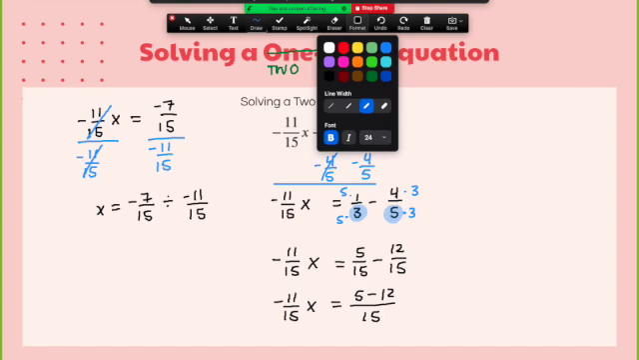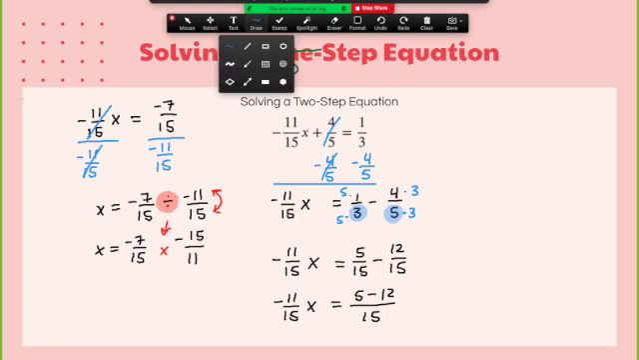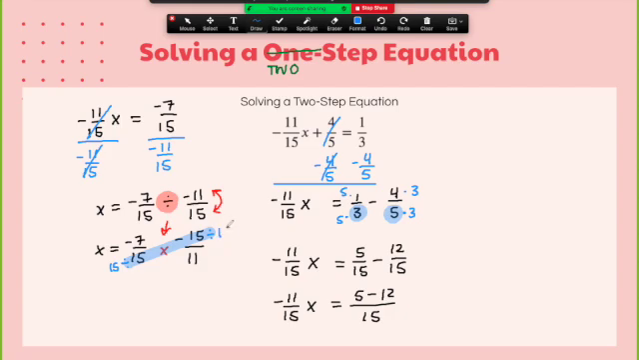So again, I'm going to change my division sign into a multiplication sign, and then I'm flipping my fraction around. So now when I get my new equation, I should get x is equal to negative 7 over 15 times negative 15 over 11. So after I do that, I can start simplifying. I can simplify the 15 and the 15 by dividing both of them by 15. If I divide both of them by 15, I get 1 and 1.